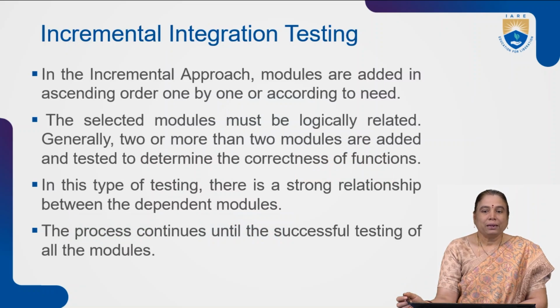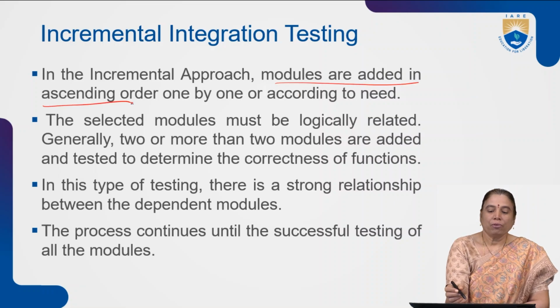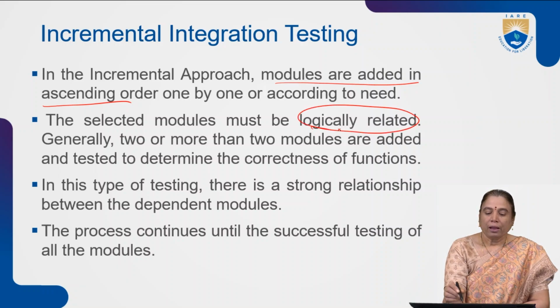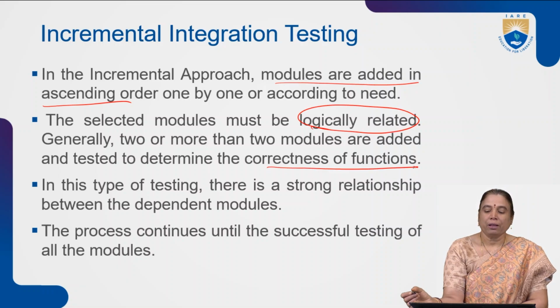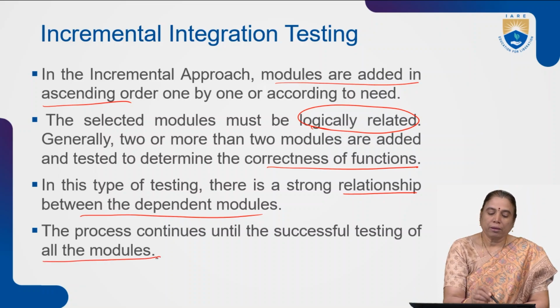In incremental integration testing, modules are added in ascending order, one after another, according to the need. The selected modules must be logically related, and two or more modules are added and tested to determine the correctness of the functions. In this type of testing, there is a strong relationship between the dependent modules, which are strongly logically correlated. This process continues until all the modules are successfully tested.